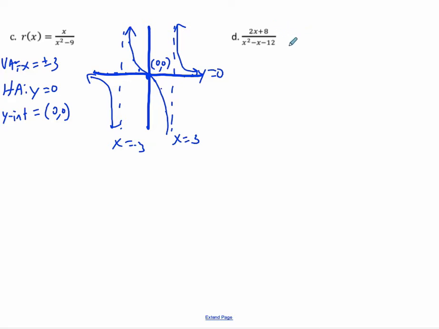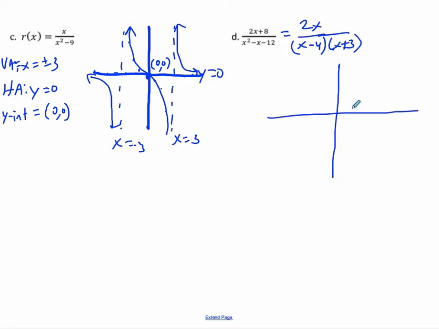Okay, let's take a look at this one. This equals 2x over (x minus 4) times (x plus 3), so we can get our vertical asymptotes from that. At negative 3 we have a vertical asymptote. At 4 we have a vertical asymptote. Horizontal asymptote.